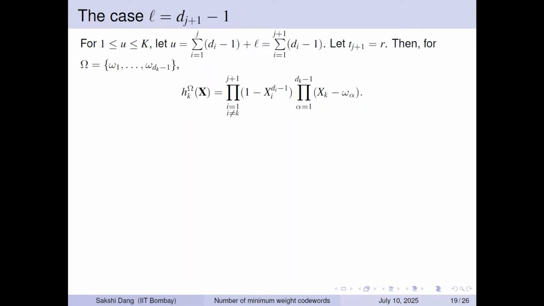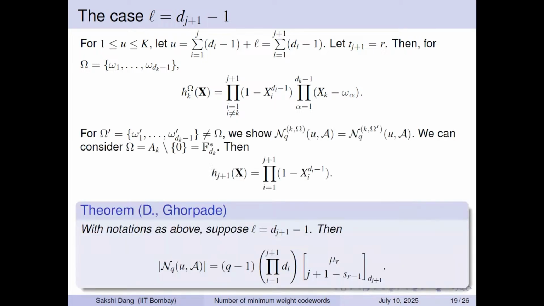We have seen U is equal to d_{j+1} minus L. In the case when L is equal to d_{j+1} minus L, the polynomial h_{k,ω} converts to h_{j+1}, which is now independent of the choice of k and ω as well. In this case, we have the nice formula here, where this product of d_i from i equals 1 to j+1 corresponds to the number of choices that we have for the translation vector b, and this Gaussian coefficient corresponds to the number of choices that we can have for the matrix A, and this q minus 1 is not considered for the orbits.